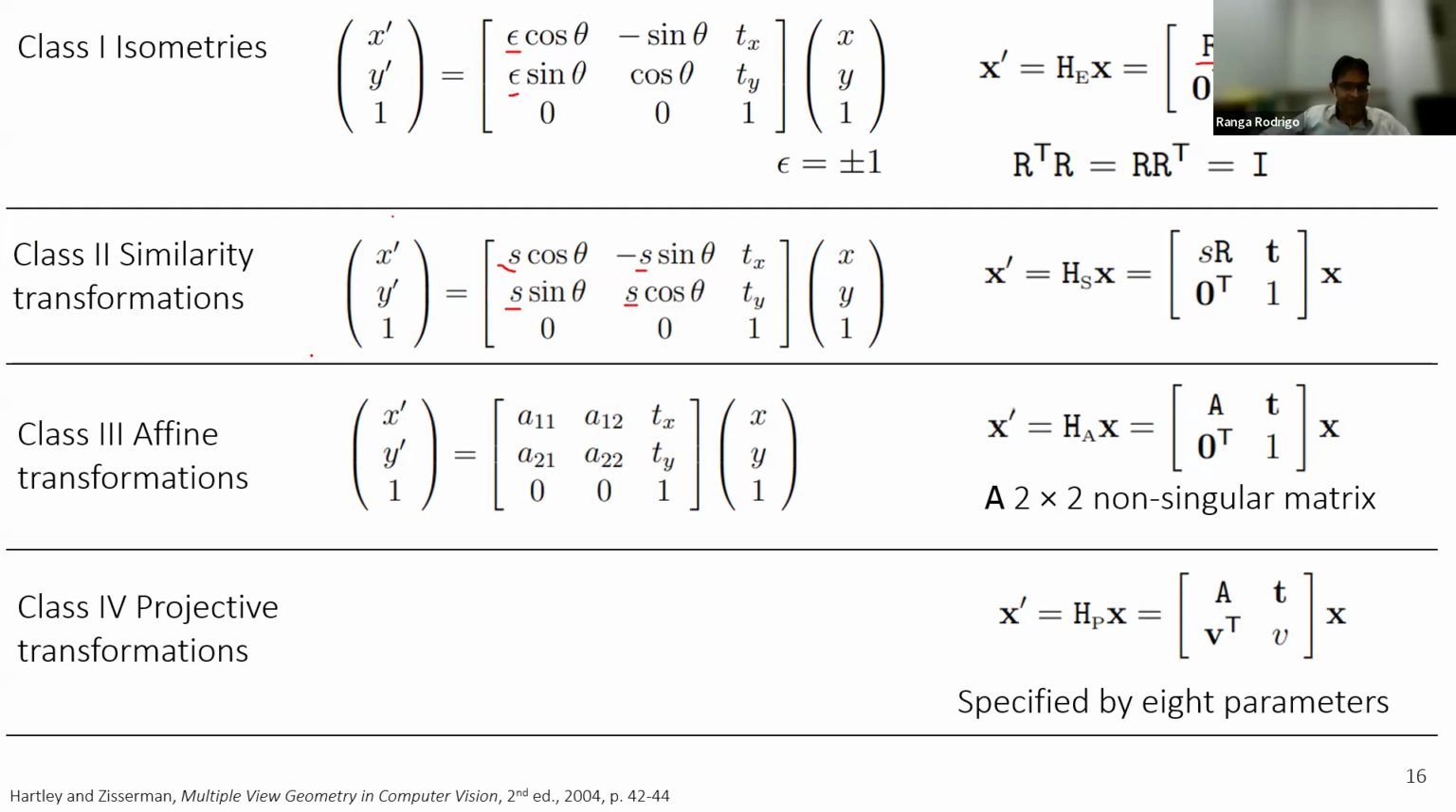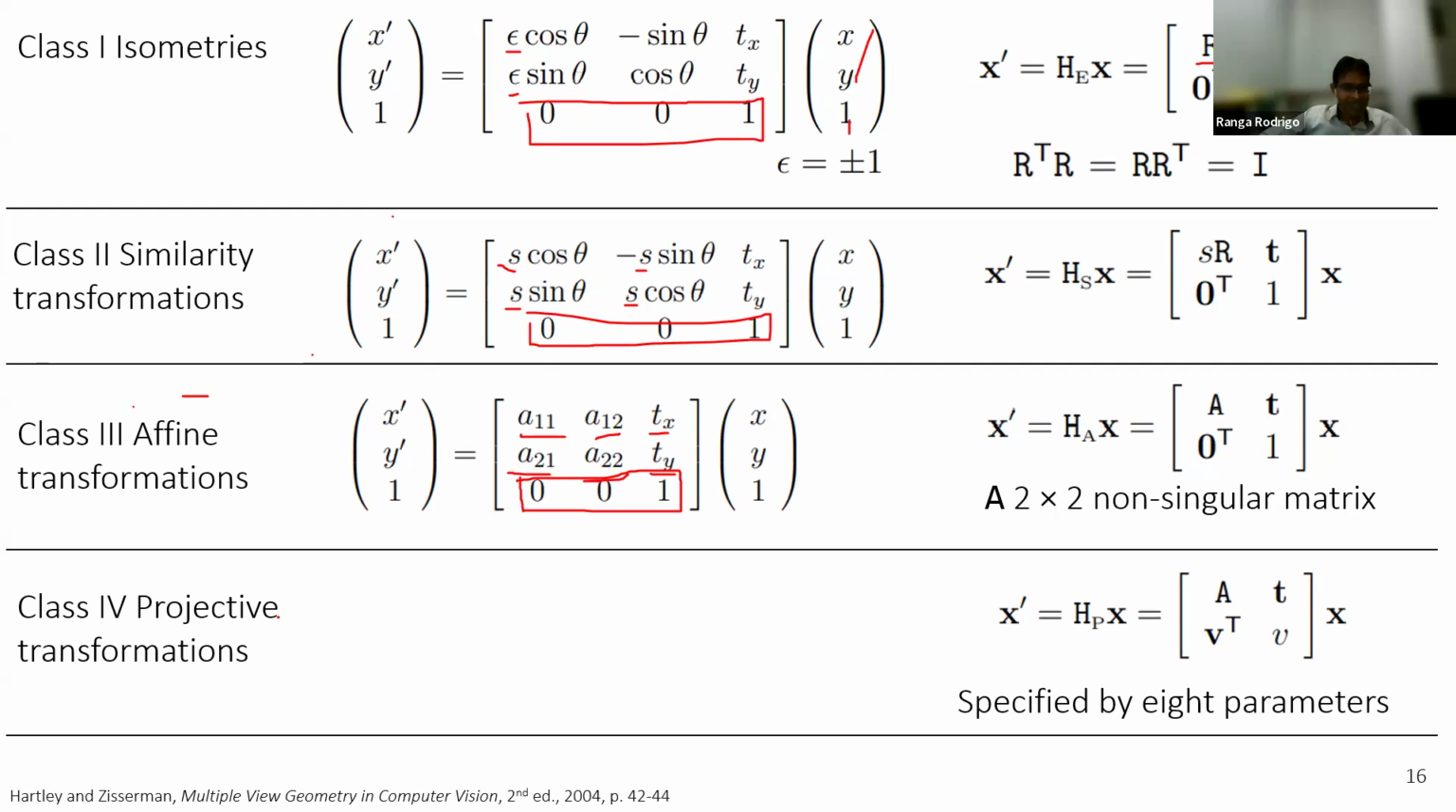For affine, you can see A11, A12, and so on. Six parameters are there for affine: 1, 2, 3, 4, 5, 6. But remember, in the affine transformation, notice the last row is 0, 0, 1 still. Here also the last row is 0, 0, 1. Here also the last row is 0, 0, 1. To represent a 2D coordinate, we are using three numbers. That's how we do it.